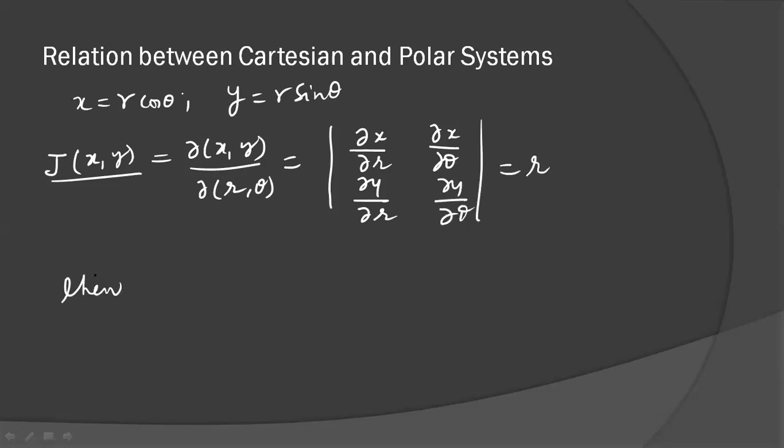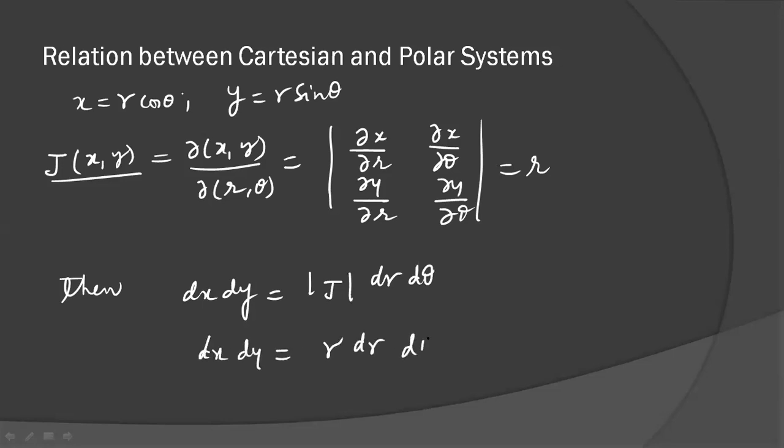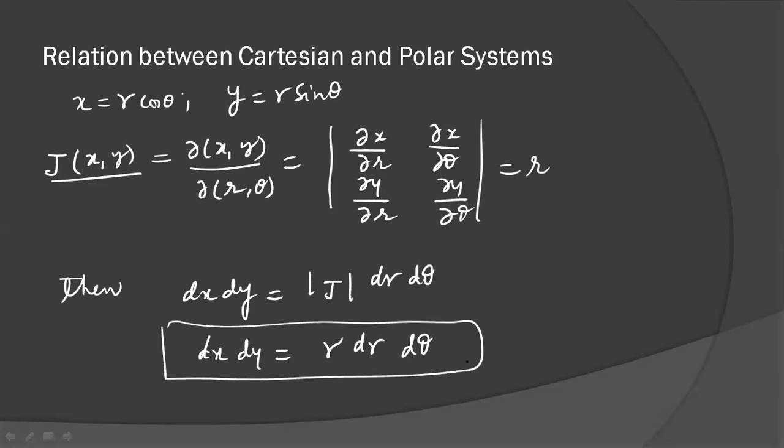Then we have an important result. dx dy is given as mod J dr d theta, where J is the Jacobian here. So dx dy is equal to r dr d theta. It means the Cartesian element dx dy equals r dr d theta in the polar elements. So this is the relation between the Cartesian and polar systems. Remember this. Let's see some examples based on the polar system.